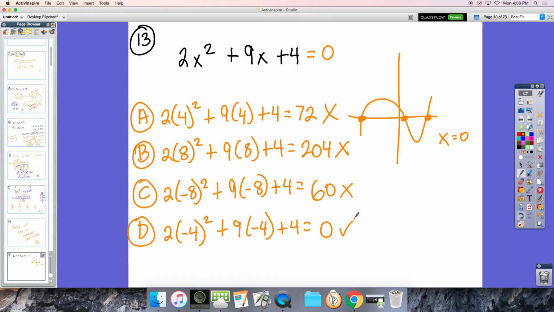And just to be sure, I'm also going to type in 1/2, just to make sure I didn't mess up somewhere else. And that one also gives you 0. So your answer for that one is D.